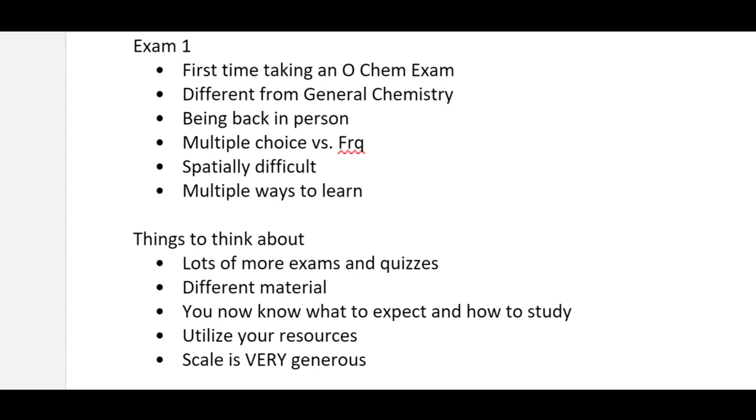And lastly, the scale is very generous, okay? And I say this because a lot of students will freak out if they get a 70. But a 70 is a B plus. It's not a C minus. That's why OCHEM is very generous, and you have lots of resources, lots of tutors, lots of help and practice problems to get you through this course. So please don't worry.